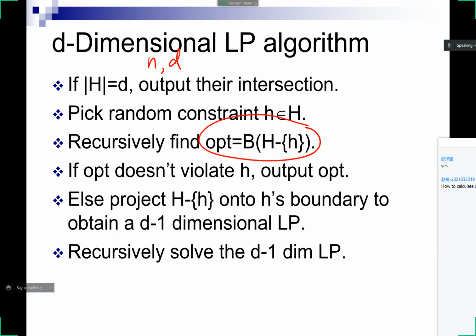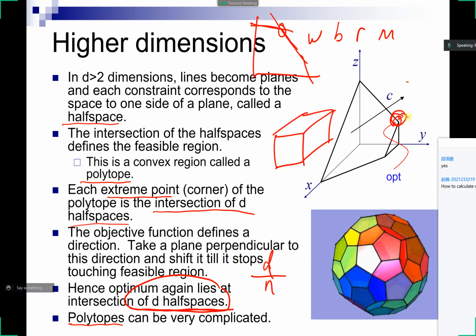Right. After you run this algorithm recursively, you're going to get a value, right? The output of this algorithm is just some sort of optimum value. Okay, and you just compare. It's going to be an opt. This opt is actually a point. Okay, so this is some particular point, which is this optimal point over here. So imagine that your algorithm outputs this point for you.